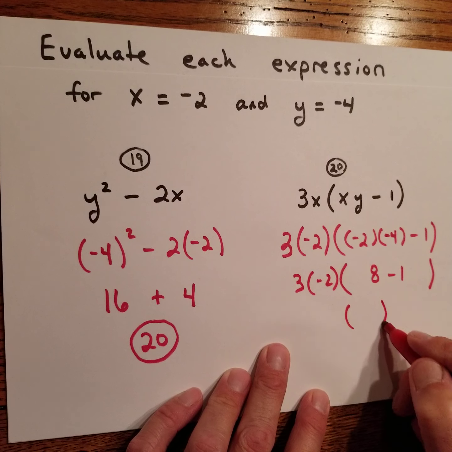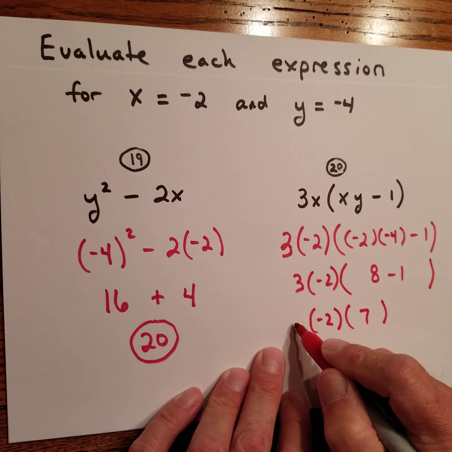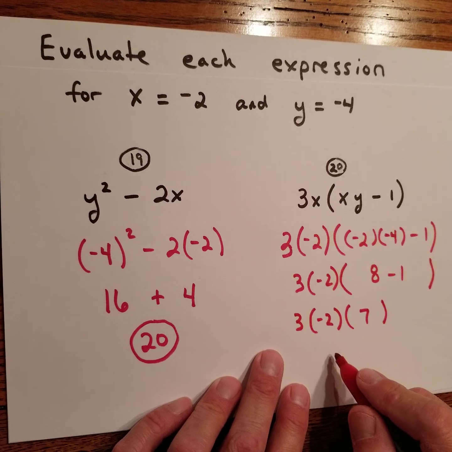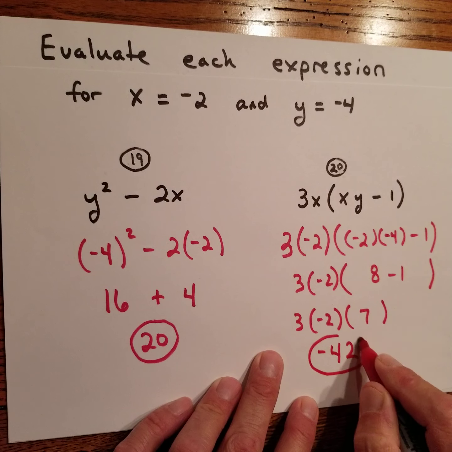Stay in the parentheses. 8 minus 1 is 7. And I'll copy and copy. 3 times 2 is 6. 6 times 7 is 42. And 1 negative makes my answer a negative.